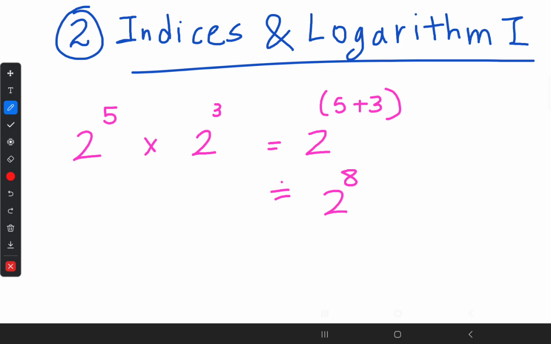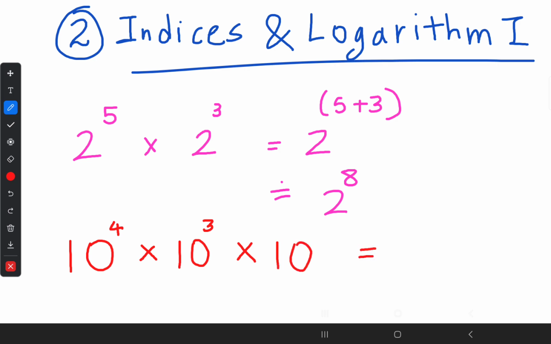Not only this, I'll explain one more question. When we have 10 to the power of 4 multiplied with 10 to the power of 3 multiplied with 10, what it means? We need to multiply three 10 based indices. In all three cases, the bases are same. So in our final answer also, the base would be 10 as it is. So here the operation between these indices would be multiplication.